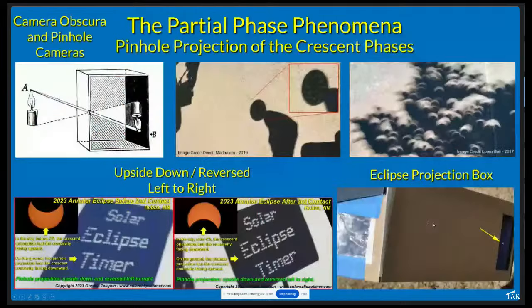Pinhole projection, this is the concept of camera obscura, where images through a pinhole get projected upside down and reversed left to right. So you can take pictures of the crescents through a Ritz cracker or the natural pinholes that get created by the leaves in a tree. You can stamp out holes in a piece of paper and write your name or the date of the eclipse or whatever. And when you take those pictures before totality, the crescents will be pointing one way, opposite of what's in the sky. And after totality, they will flip because they're going to be opposite what's in the sky again. And of course, you can make a pinhole projection box with a little pinhole in tinfoil at one side and a viewing area on the other side.